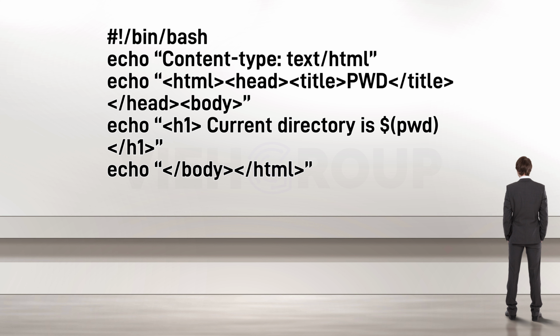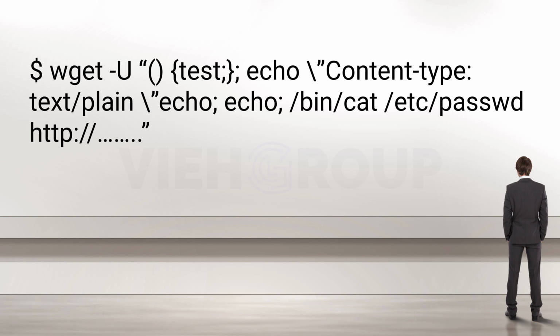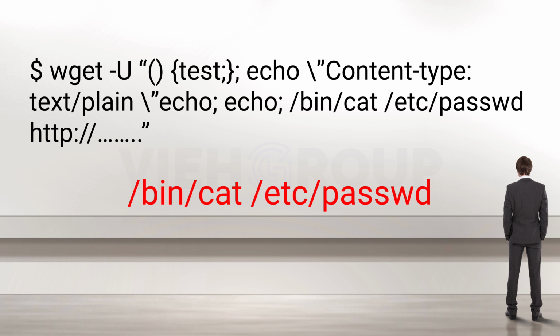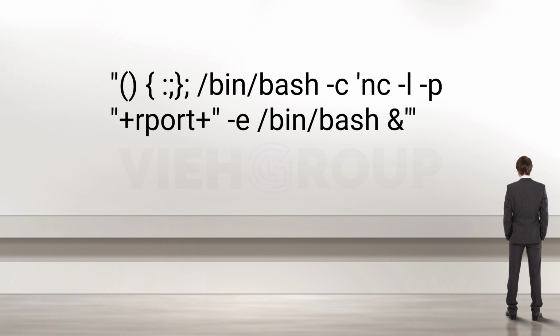Now let's dig deeper into the payload used. This is the payload that you can see on screen. First, wget. This just sends the HTTP request and saves the response to a file. Second, content type. This is the format you want the response to be in. Third, cat /etc/passwd. This is to get the password file, which has all the information about users such as username, UID, GID, etc. And this is the other payload.